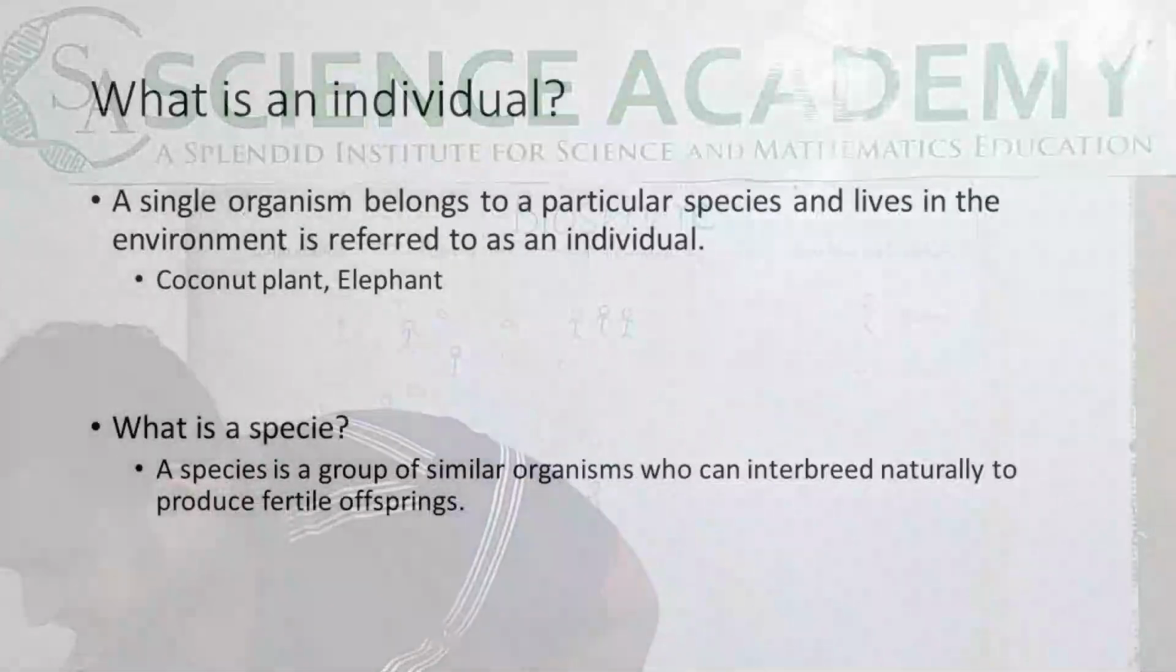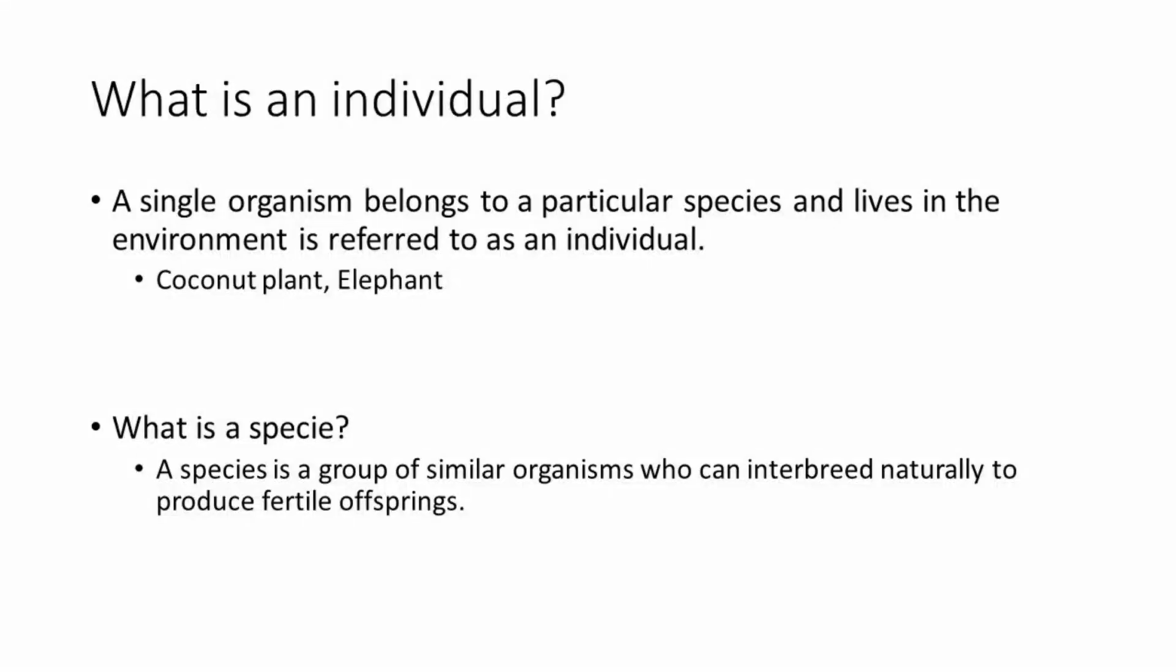For example, an individual is defined as a single organism that belongs to a particular species and lives in the environment. A single organism belonging to a particular species and living in the environment is referred to as an individual. For example, a dog is an individual.